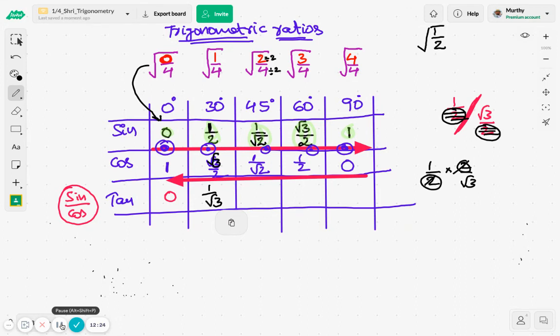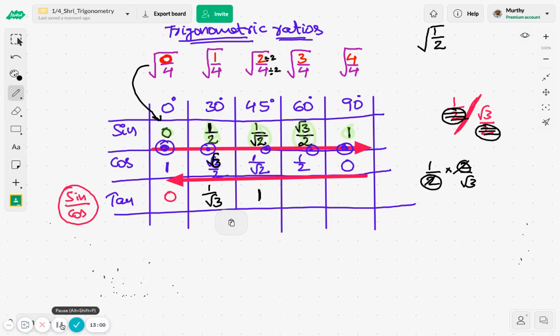You know, any value divided by the same value gives 1. Like 5 divided by 5 gives me 1. 7 divided by 7 gives me 1. 10 divided by 10 gives me 1. So here, as I told you before, tan means sine divided by cos. Therefore, 1 over square root 2 divided by 1 over square root 2. Just now I discussed that any number divided by itself gives me 1.